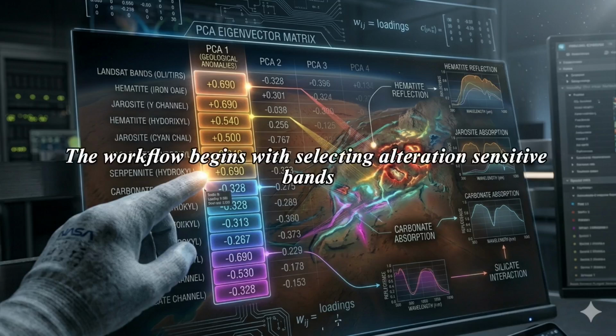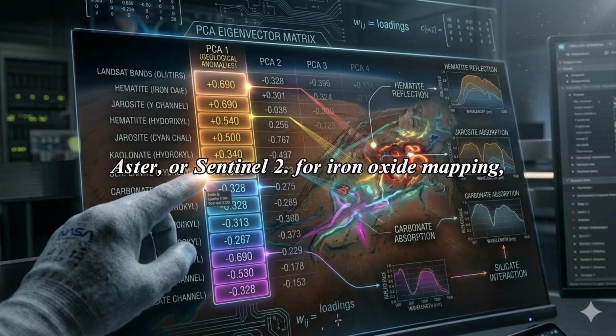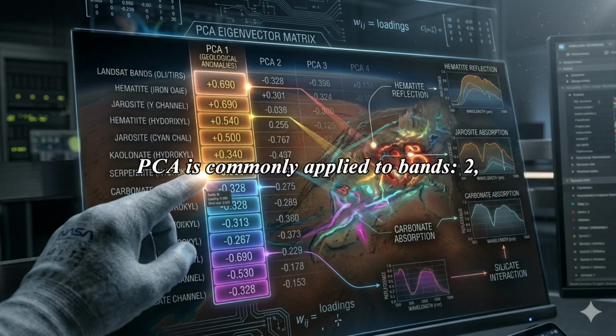The workflow begins with selecting alteration-sensitive bands for datasets such as Landsat 8/9, ASTER, or Sentinel-2. For iron oxide mapping, PCA is commonly applied to bands 2, 4, 5, and 6. For hydroxyl-bearing minerals, bands 2, 5, 6, and 7 are chosen.